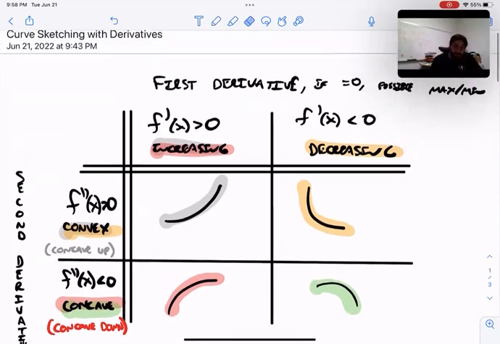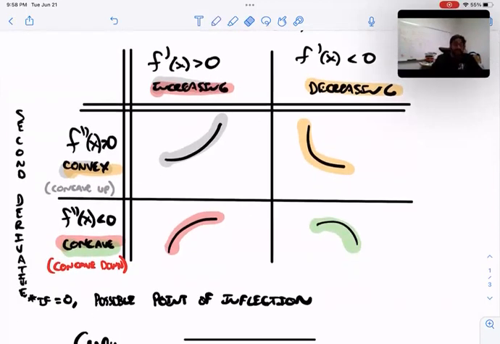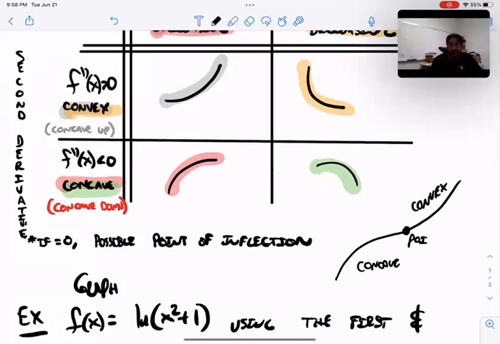If the first derivative is zero, possible max and min, right? If the second derivative is zero, that's a possible point of inflection. And what do we mean by point of inflection? It just means a place where the graph changes from concave, this would be concave, right, to convex, or vice versa.